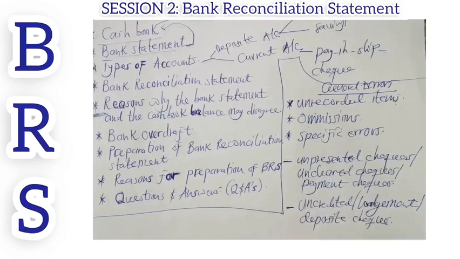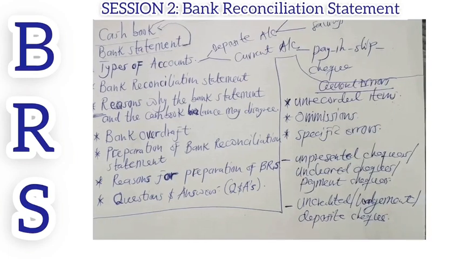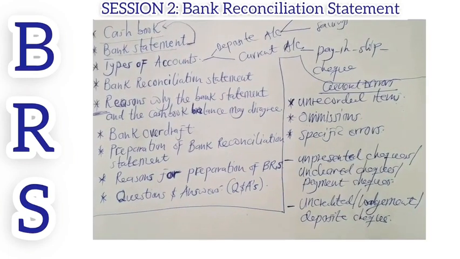So unpresented checks are checks issued by the entity or the firm, here the customer, to its suppliers or creditors, those that he owes. He issued those checks to them, but they may fail to present such checks to the bank for payment to be done. And when it happens like that, we call it the unpresented check.